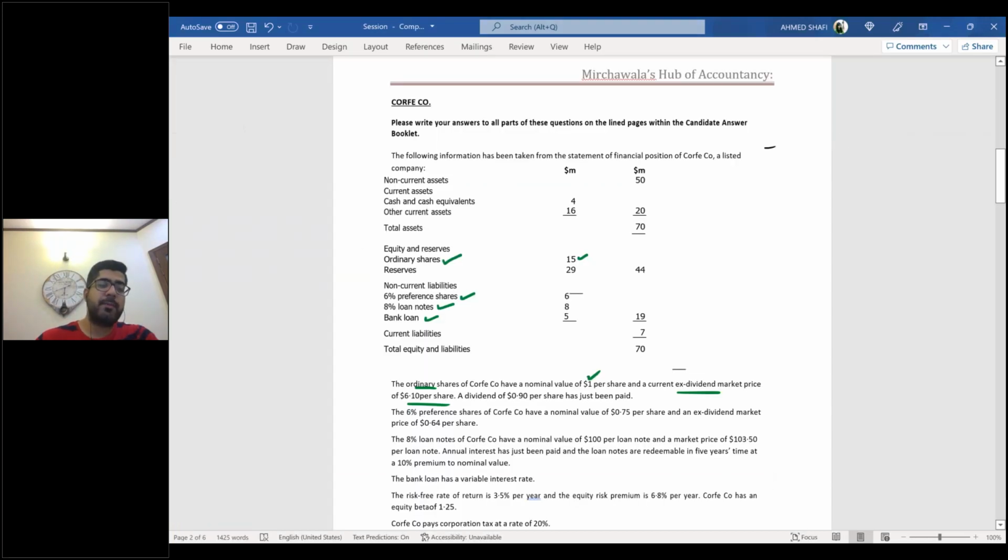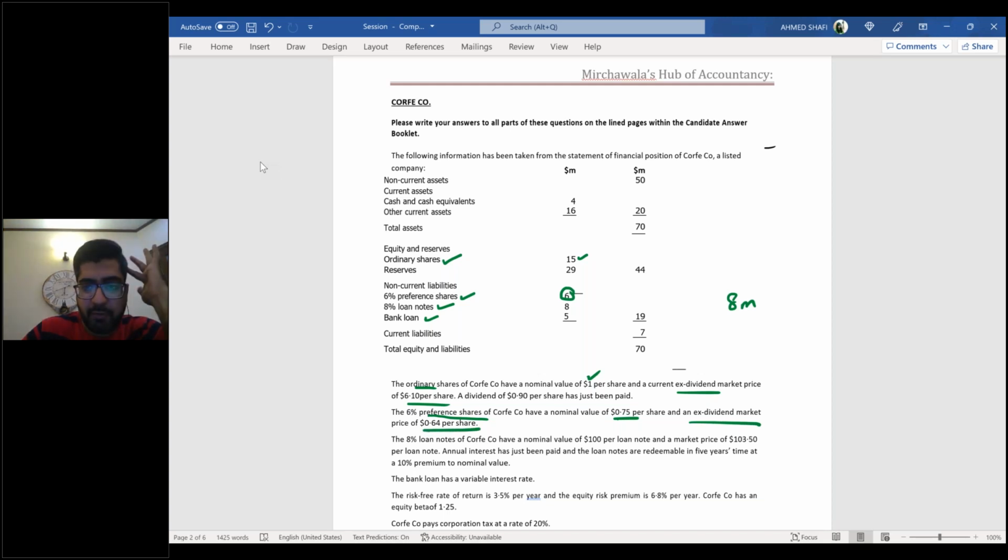Similarly, how will you get the market value of preference shares? You have already calculated 6 million as the preference share capital and the par value is 0.75. You can divide it to get the number of preference shares. Remember, the number of preference shares is 8 million, and the current share price of preference shares is 0.64. So number of preference shares, 8 million, into current share price, 0.64 per share.